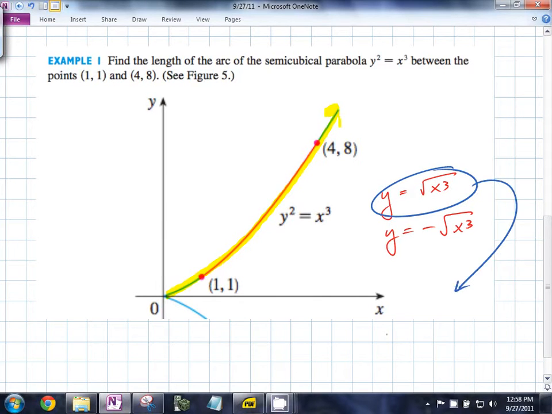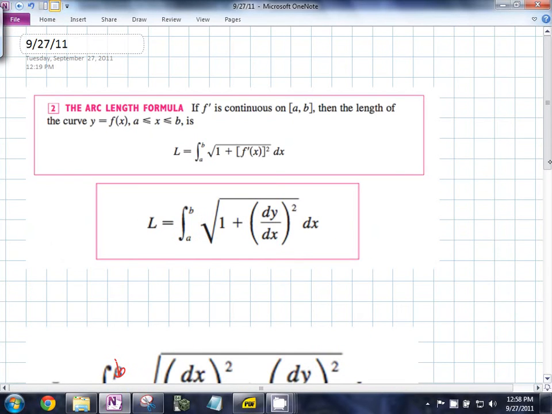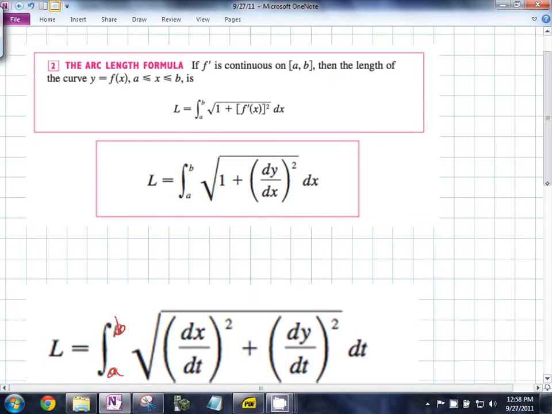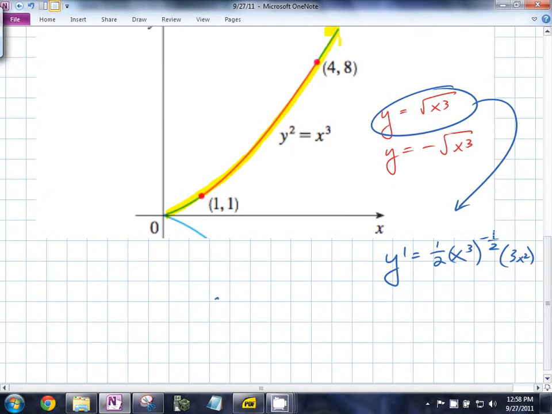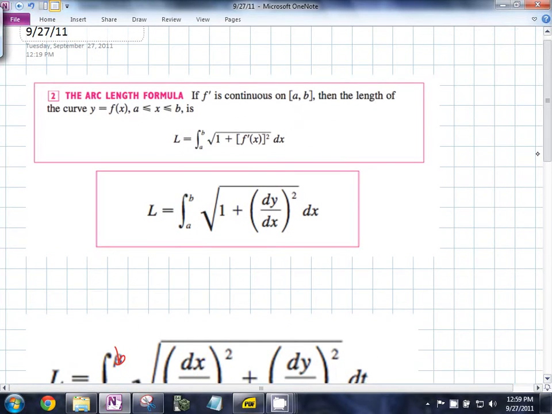What's the derivative of that one? What's y prime equal to? So 1/2 x cubed to the what power? Negative 1/2 times what? 3x squared. So let's look at our formula here just so you remember. We're going to use this one right here. It's from a to b. So what's a on this one? What's b? 1 and 4. So it's going to be the integral from 1 to 4 of the square root of 1 plus this thing squared, right?